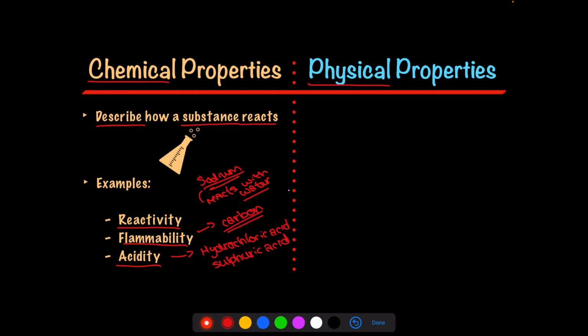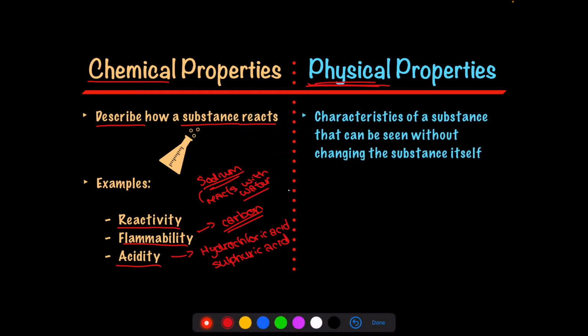Now, physical properties, what do we mean by physical properties then? Characteristics of a substance that can be seen without changing the substance itself. This is the main definition, without changing the substance itself. Because when we're looking at reactivity, this substance is changing. When it reacts, the substance changes in a chemical reaction.